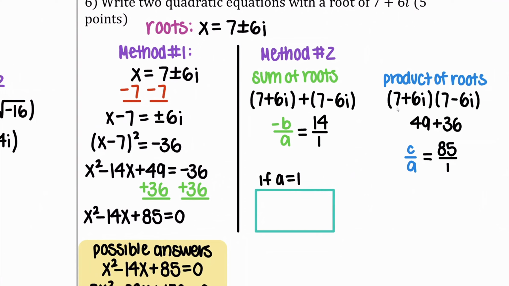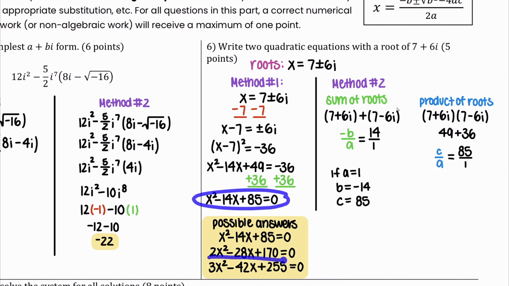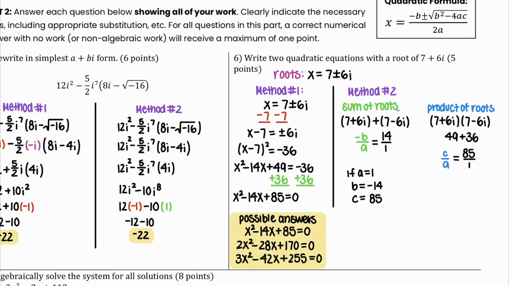So again, we're just going to set a equal 1 just to easily find what a and b and c are. So in this case, if negative b is 14, then b itself is negative 14, and then c is just 85. So the idea is the same. We substitute into our equation. That gives us one equation, but we want to generate more by just multiplying by some sort of constant.